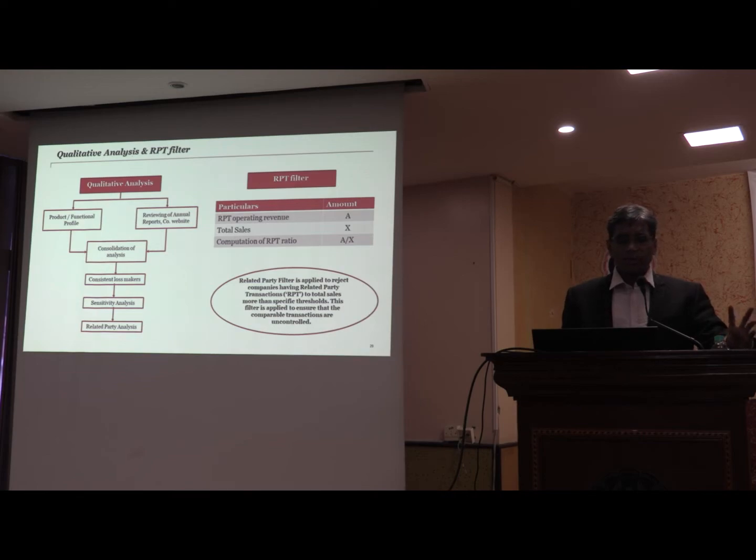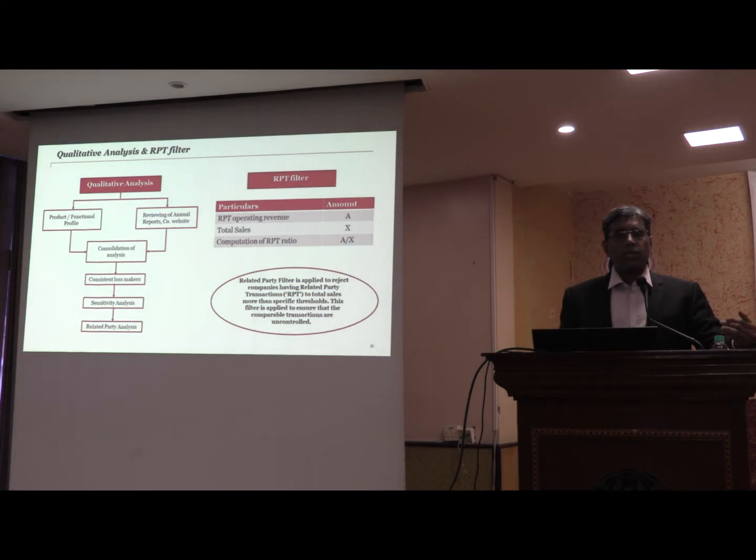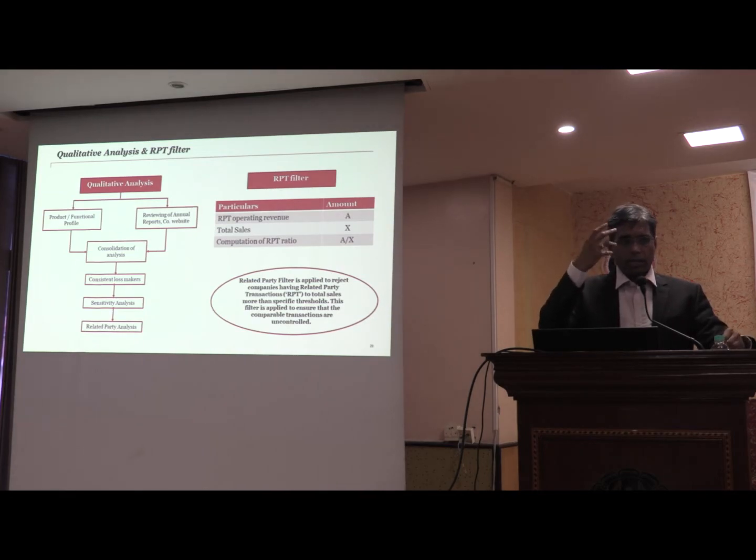The related party filter is another important one, which is to say that we should not select companies which enter into related party transactions, because their outcome or their profits themselves come into question. So you cannot select them as comparables. In the law today, we don't have anything specific on what should be the threshold for related party transactions. There are enough and more judicial rulings from tribunals, some of them have said 10%, some of them have said 15%, some of them have said even 1%. Companies having 1% related party transactions, you can't choose as comparable. So there are various rulings.